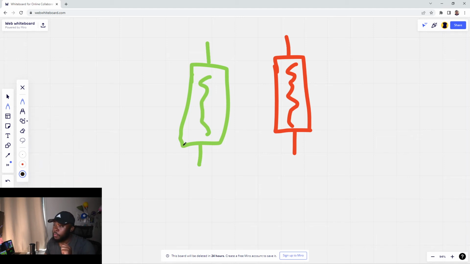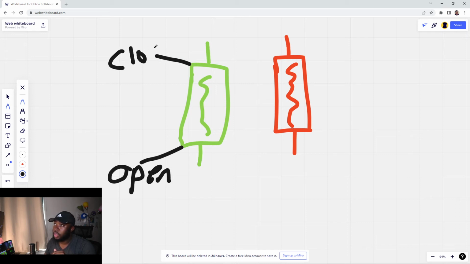Here we go. For the bullish, right here would be the open, and right here would be the close. So this is where price opened, and this is where price closed. Then we have the two wicks. This right here gives you the high, the highest the price went, and this is the lowest the price went.